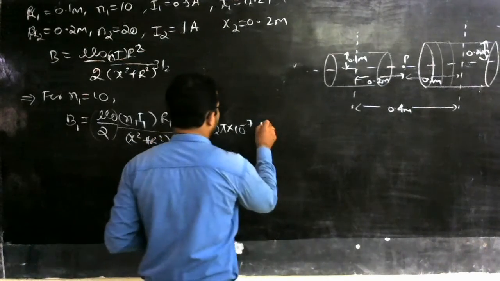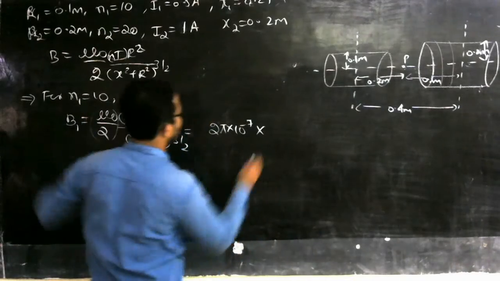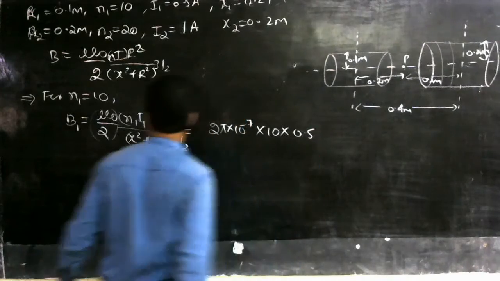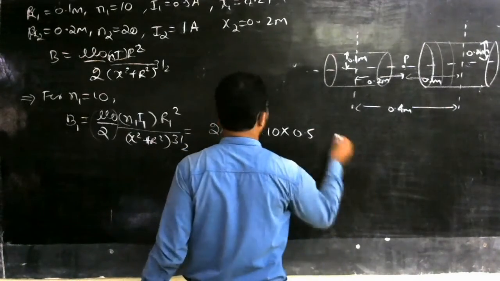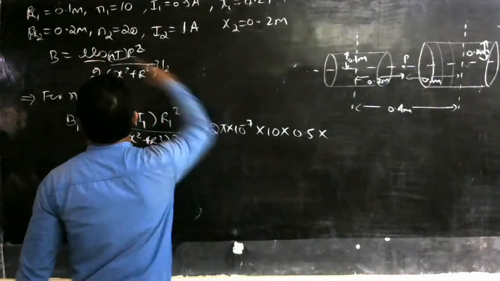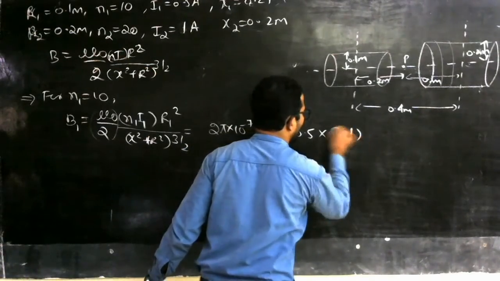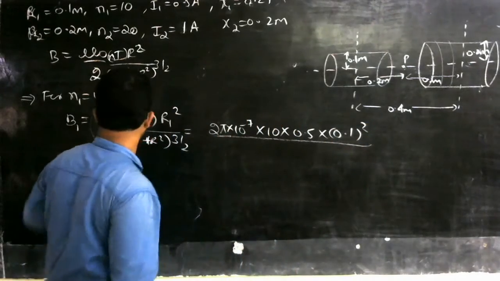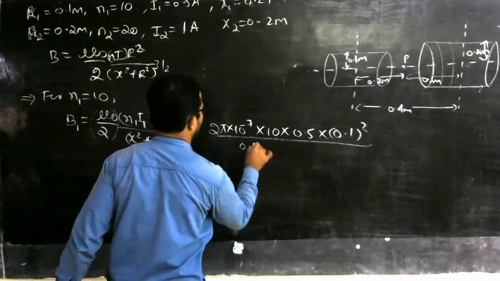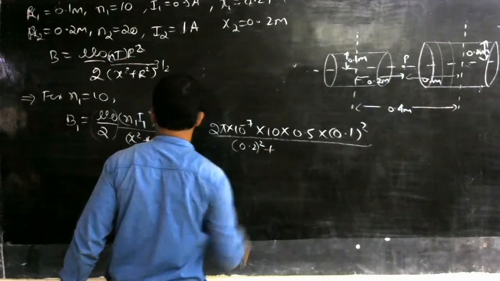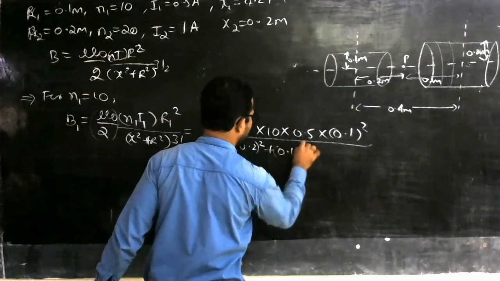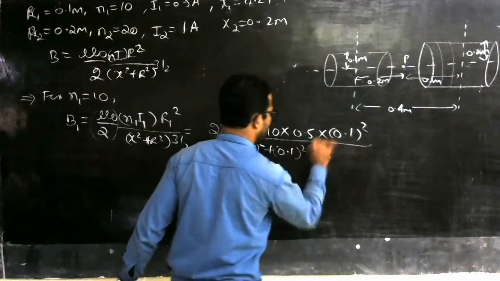And into N1, how much? 10, into current I1 is 0.5, into R1 square, where R1 is 0.1 whole square, divided by x square plus r square. I have written already x square is equal to 0.2 square plus r square is equal to 0.1 whole square, to the whole power 3 by 2.